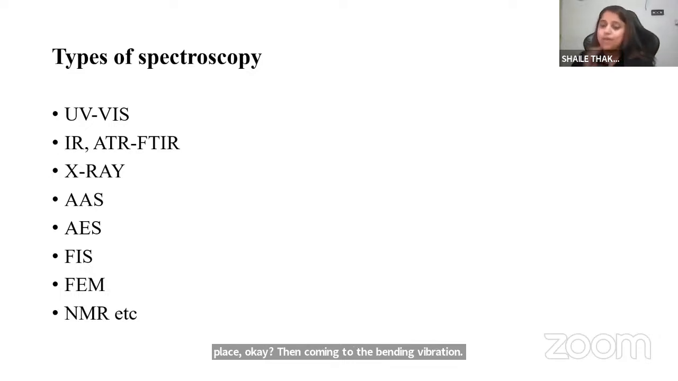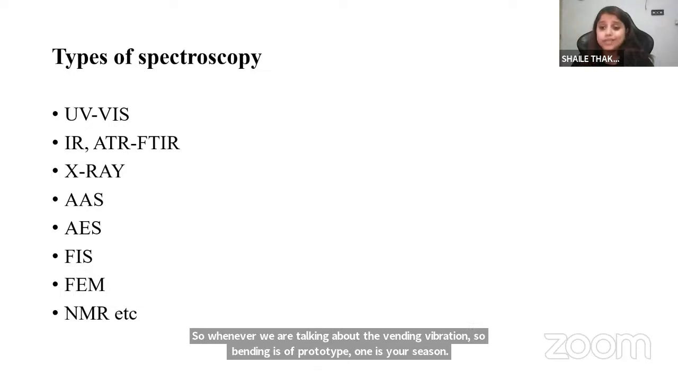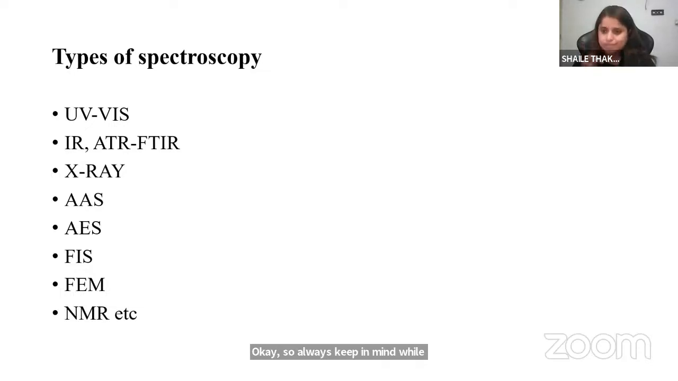Whenever we are talking about the bending vibration, bending is of four types. One is your scissoring. Okay. So always keep in mind while studying all this, we need to fix the central atom, and apart from the central atom, the two other atoms are showing the changes, right? So what happened in scissoring? Like the movement of a scissor, your central atom is fixed and your other two atoms are coming like this. Okay, this is your scissoring.